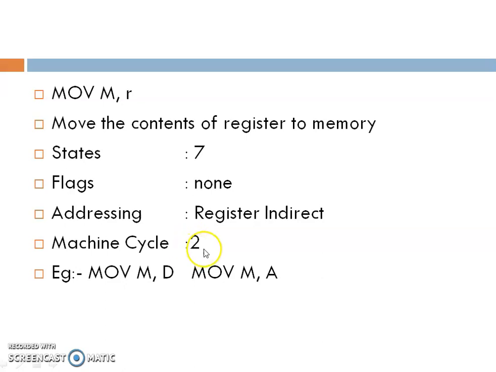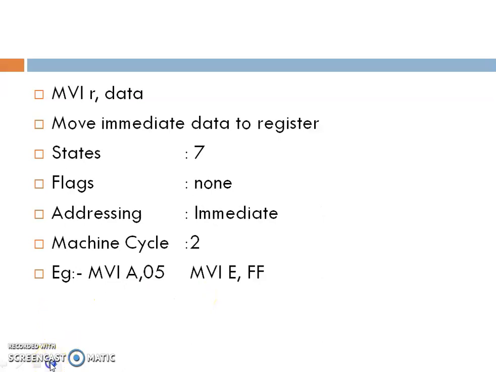The number of machine cycles for this instruction is 2. Which are they? First one is the opcode fetch. Second one is memory write. That is, the contents of the register are to be placed in that memory location whose address is specified in the HL register pair. Therefore, the second machine cycle is memory write. Examples: move M comma D, move M comma A.